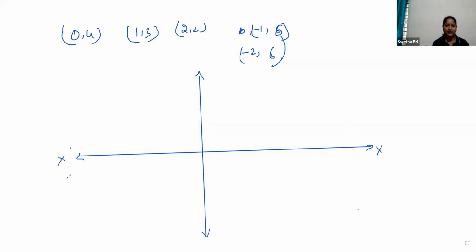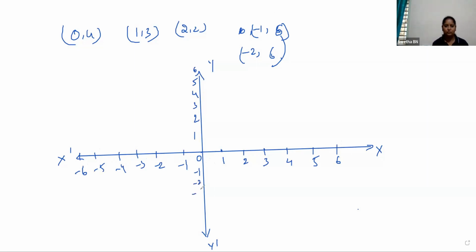So first you write X, X dash, Y, Y dash. This is the origin. Write the points 1, 2, 3, 4, 5, 6, and -1, -2, -3, -4, -5, -6. Here 1, 2, 3, 4. We need 5 and 6, right? Yes. -1, -2, -3, -4, -5, -6.